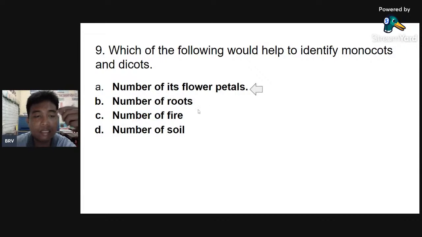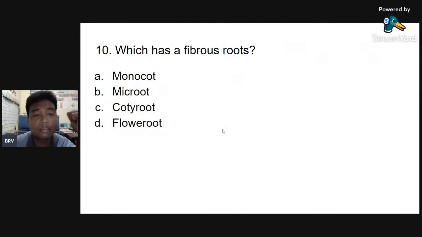So not the number of roots, because it is hard to count the number of roots, and it is difficult to keep pulling up plants. Not the number of fruits, and not the number of soil. It is the number of flowers or flower petals. And then, which has fibrous roots? Of course, the monocot has fibrous roots.